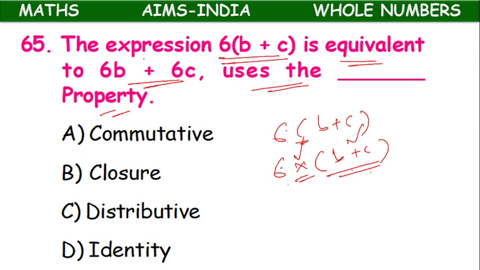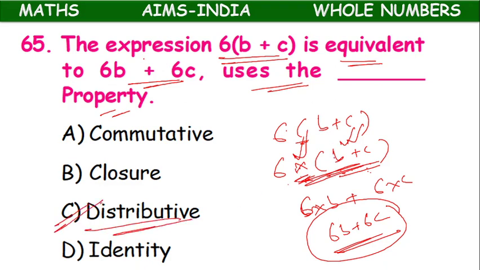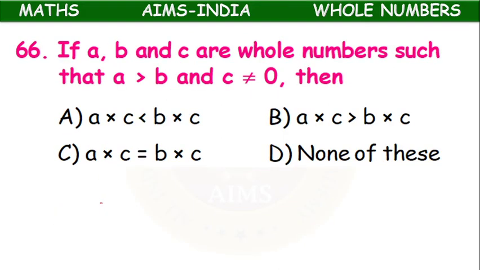So how can we write it? We can distribute this multiplication over both the elements: 6 into B plus 6 into C. 6B plus 6C, like this we can write. Means both multiplication and addition exist together, or multiplication is distributed over addition. So this property is called the distributive property. 65. C option is the correct answer.